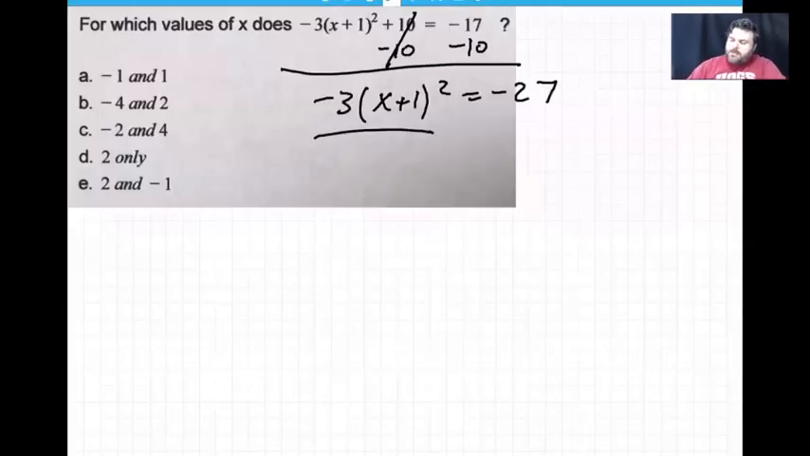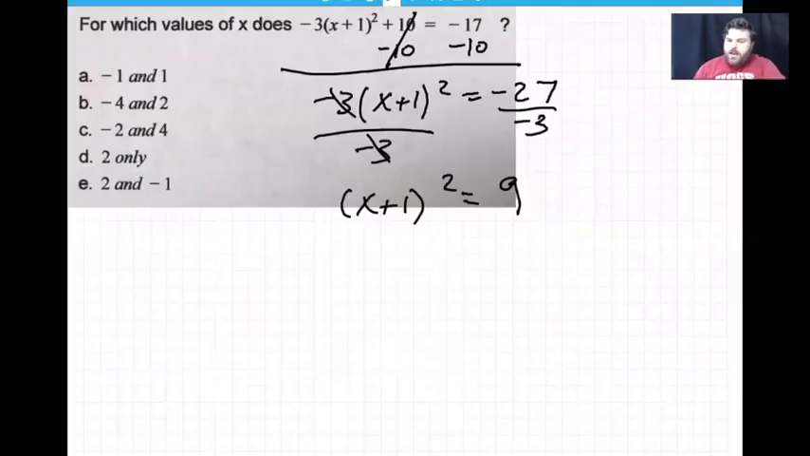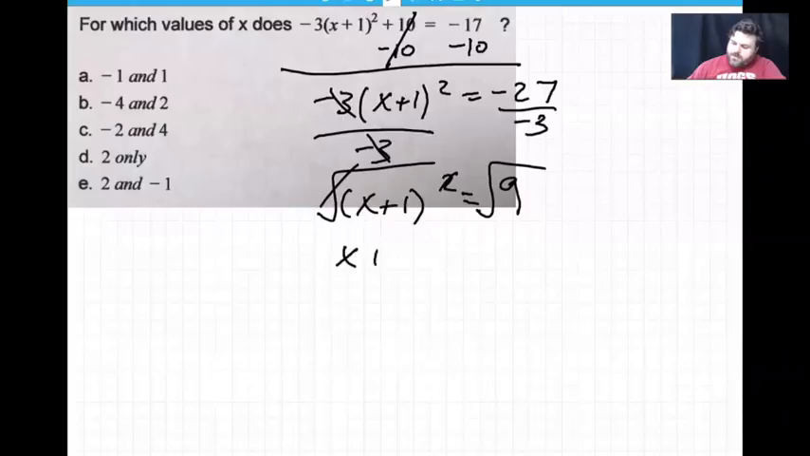Okay. Next, I'm going to divide out the -3 from both sides. That's going to give x plus 1 squared equals a negative divided by negative is a positive, and 27 divided by 3 is +9. Okay, so I'm going to square root both sides. Remember, squares and roots cancel. They leave us with x plus 1 equals 3.